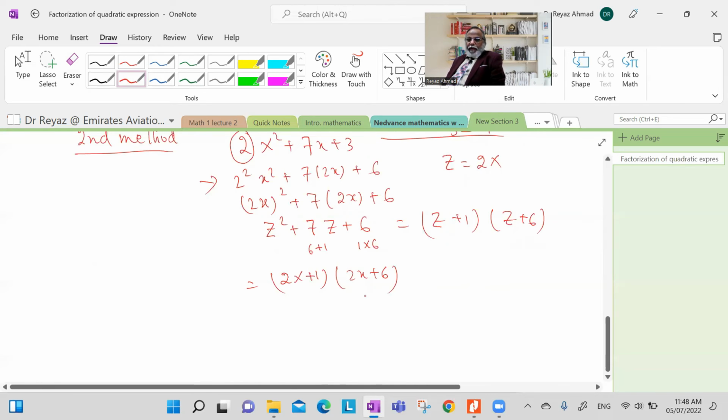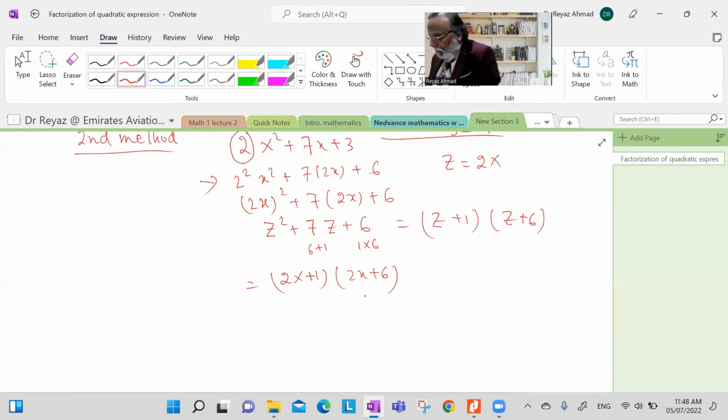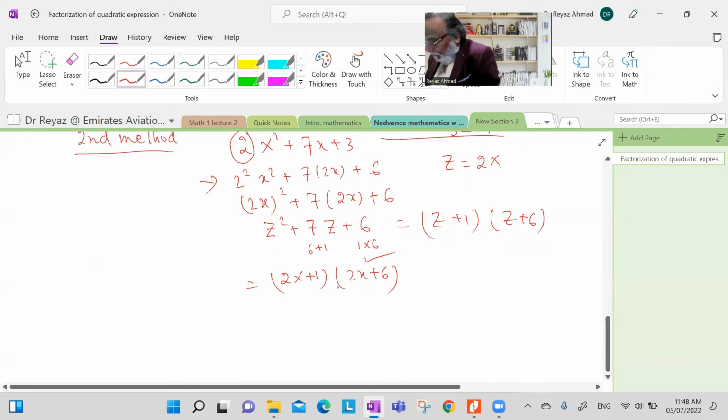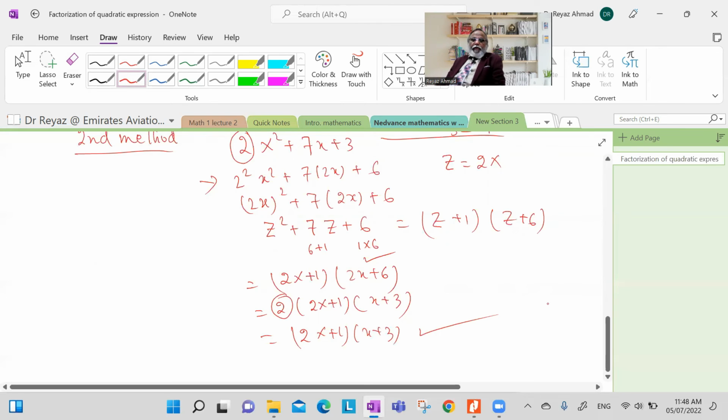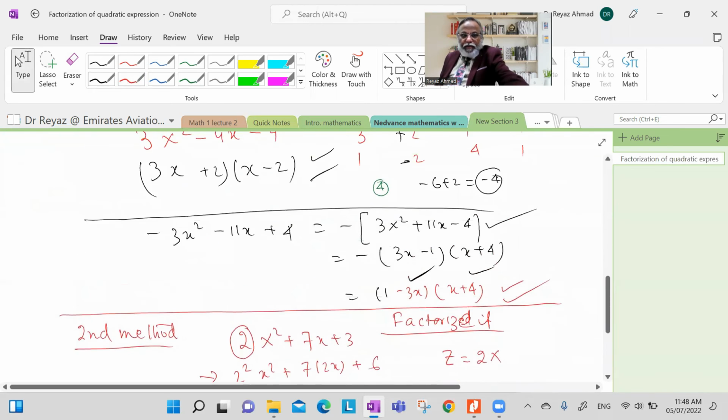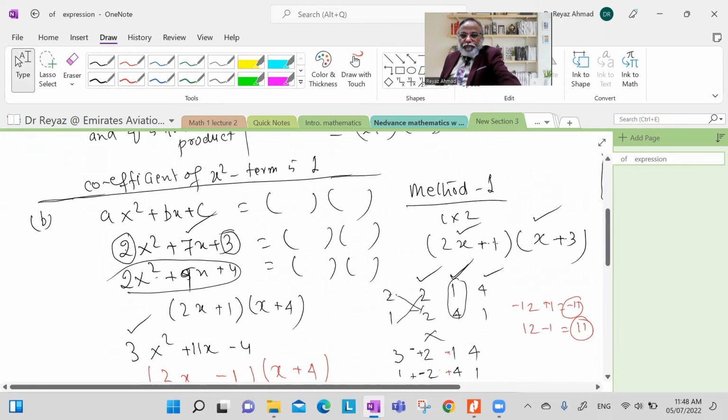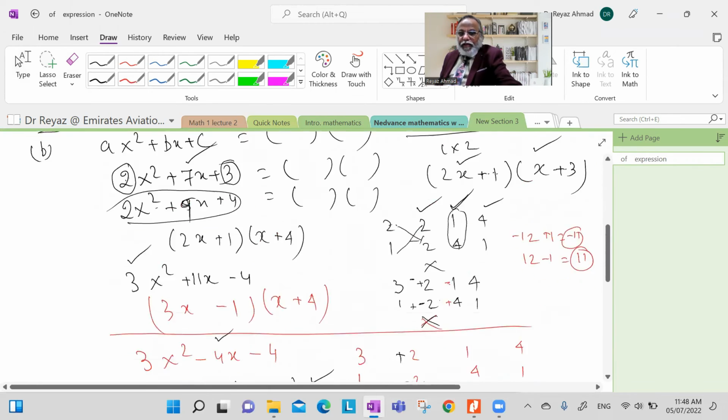Right? Now this is also factorizable further. So I can take 2 out here. I will get 2x plus 1 and x plus 3. Now this is the 2 that I already multiplied. I can cancel that. So the final answer will be 2x plus 1 and x plus 3, which is exactly the same thing that we did. 2x plus 1, x plus 3 here.